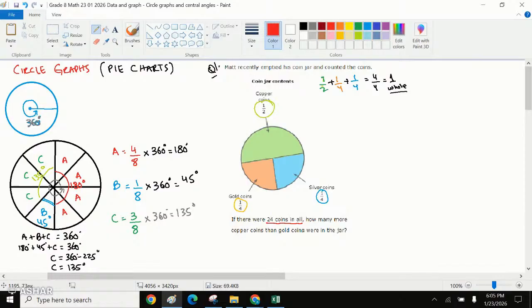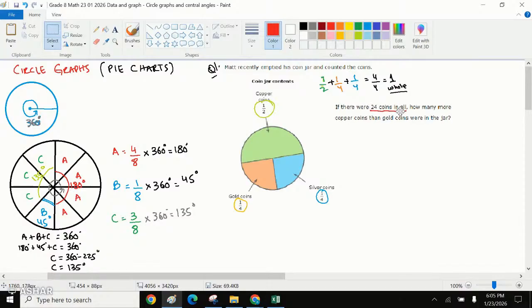Okay. How many more copper coins than gold coins were there in the jar? Okay, let's see how we can do this question. If the total number of coins were 24, they're just asking us how many more copper coins than gold coins. That means we need to find the copper and the gold.